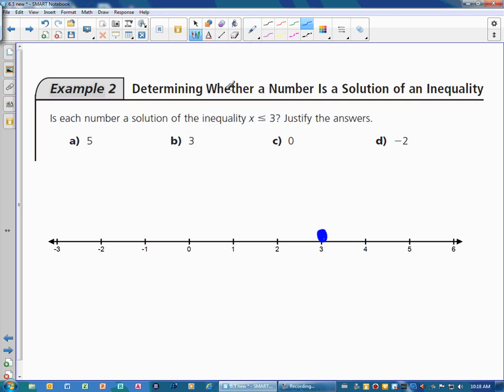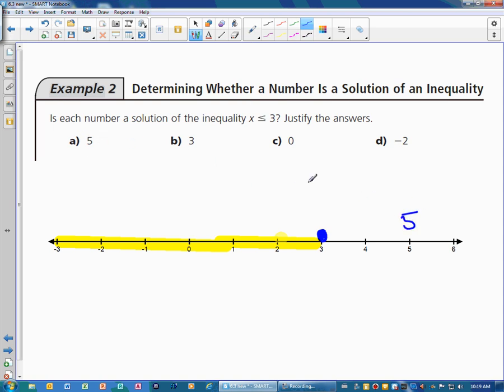So you know what I'm going to do? I'm going to highlight where x is less than. Here is where x is less than or equal to 3. Over here is where x is greater than 3, but x has to be less than 3. So I'm going to put that highlight just to help myself. Now 5. 5's over here.